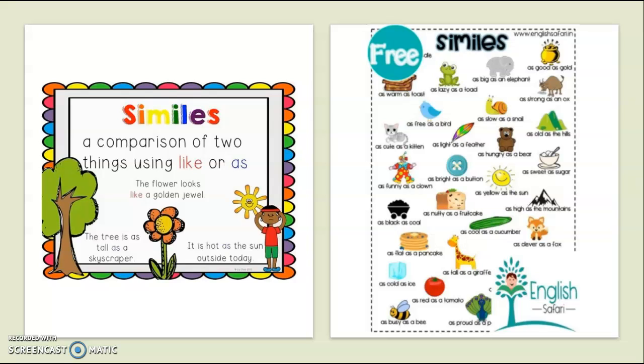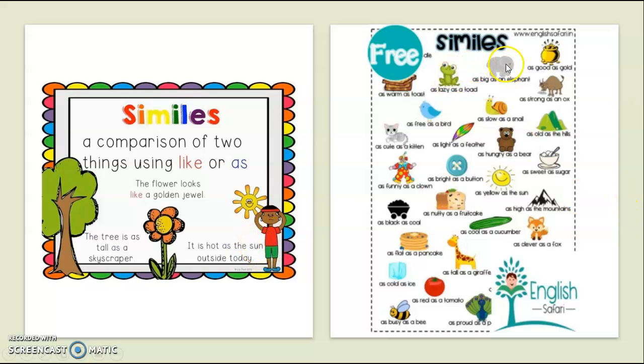So you see all these sentences have the words like or as, and that makes it a simile. You're comparing two types of things. In the first one, they are comparing a flower to a golden jewel. In the second one, they're comparing a tree to a skyscraper. And the third one, they're comparing the hot to the sun.